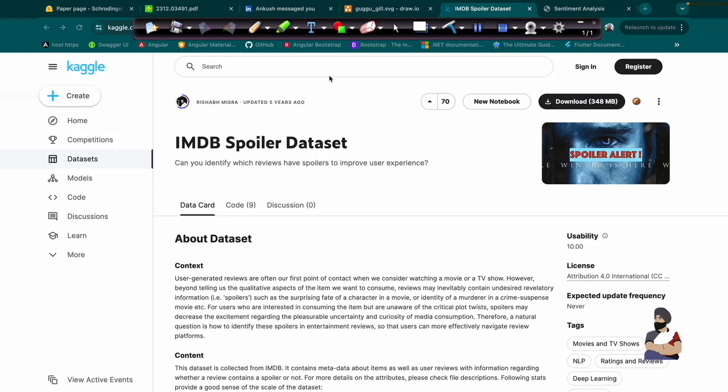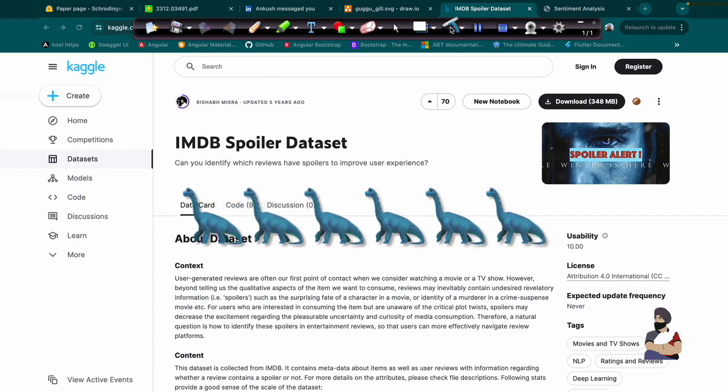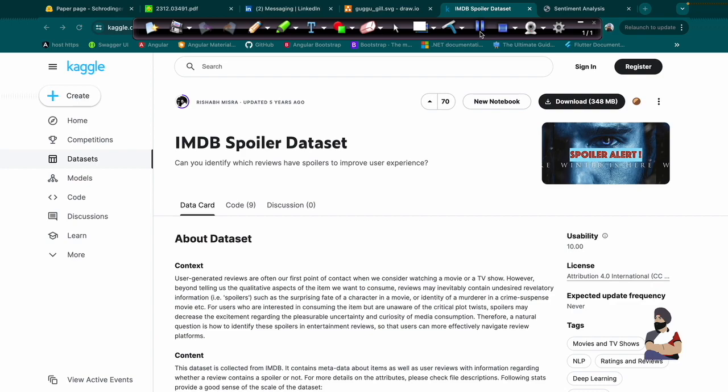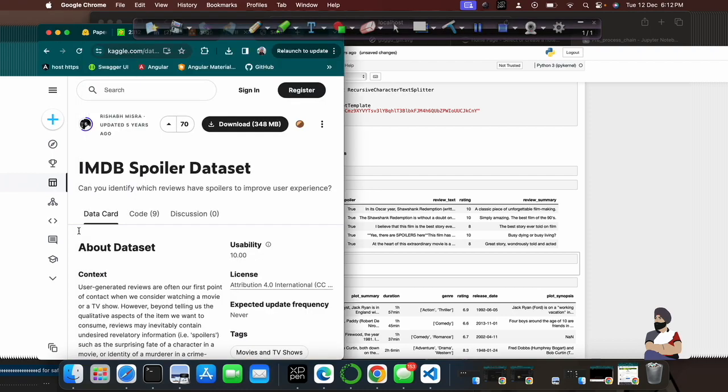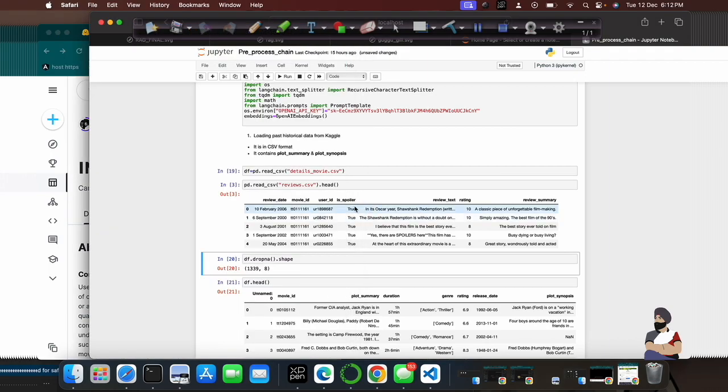So this is the IMDB spoiler dataset, and it was scraped from the IMDB website 5 years ago, in dinosaur times. It is a very old dataset. Let's view this dataset in a Jupyter Notebook. This is a reviews dataset scraped from the IMDB website, which I took from Kaggle. This dataset has labels for whether a review is a spoiler or not, but since it was scraped 5 years ago, these labels are not true labels. They were generated by some NLP model of IMDB.